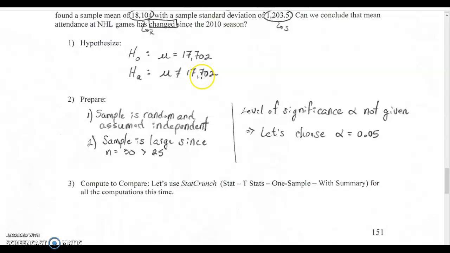It's changed. Again, in the preparation phase, we have to look at the sample and see if it's random and independent, and we have to make sure our sample is large enough. So as long as it's at least 25, we're good. If the population were normal, we wouldn't have to worry about that, but we don't know about the population, so we need a sample size of at least 25. And we need to choose a level of significance. One was not given to us in the problem statement, so let's choose the common typical alpha of 0.05.